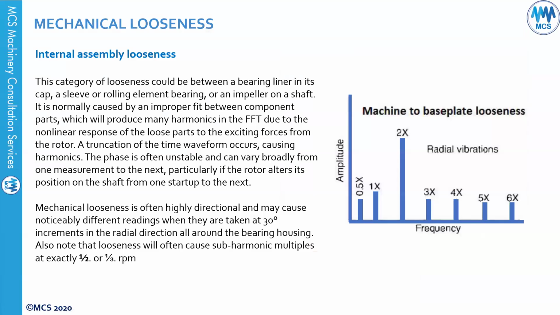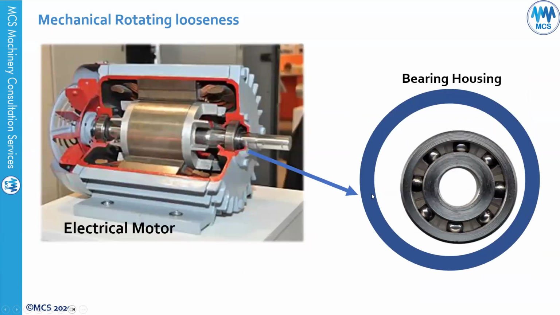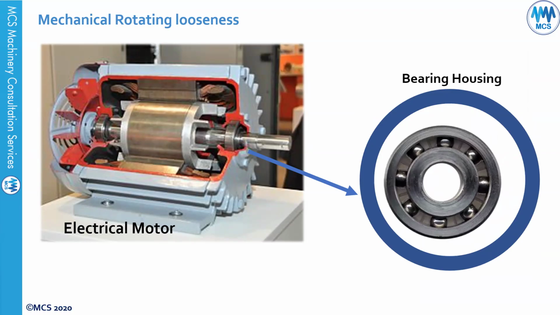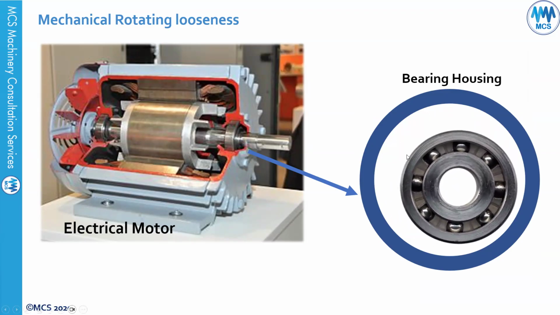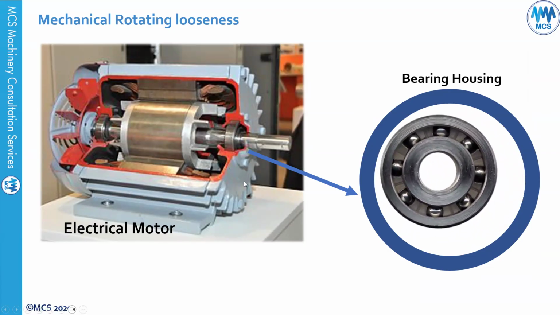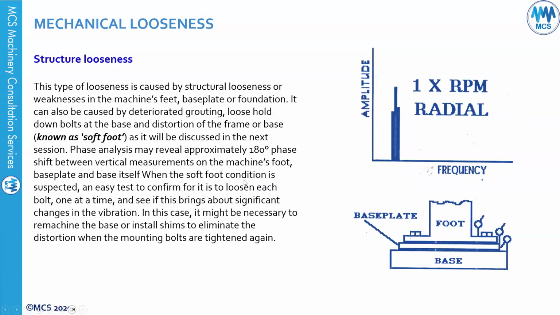For looseness, rotating looseness will be 1x and harmonics, and this will be an indication of rotating looseness if your bearing is loose inside the housing. So if the bearing is loose inside the housing, this will cause high 1x vibration with harmonics.